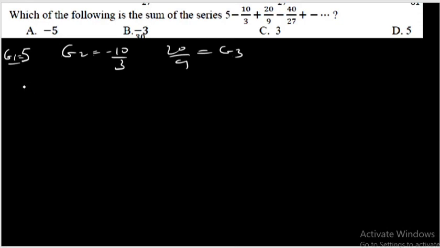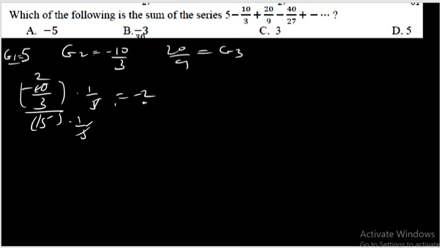If you divide, what do you get? For example, negative 10 over 3 divided by 5 means if you multiply by 1 over 5, to simplify this, cut: 5 ones, and 5 twos, so you will get negative 2 over 3. The same thing you will get for all.